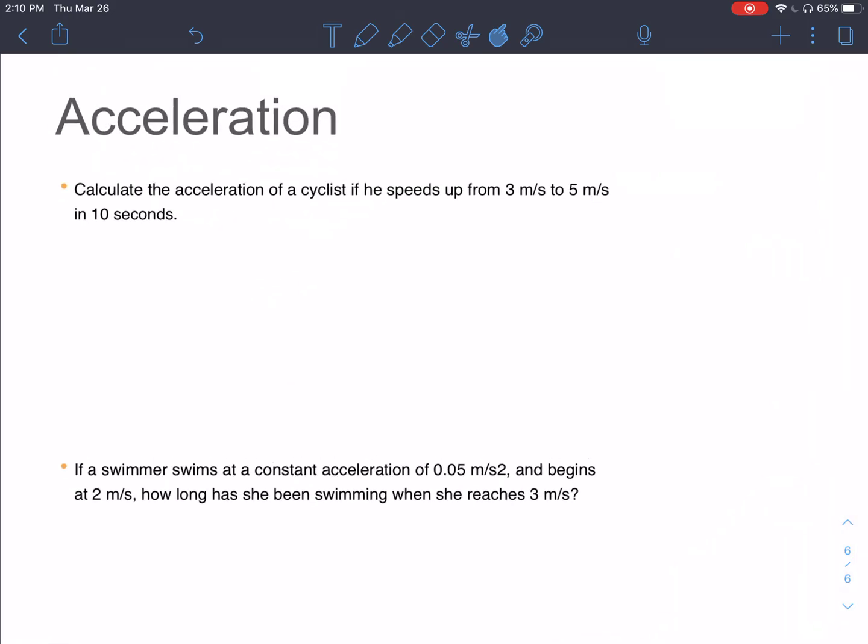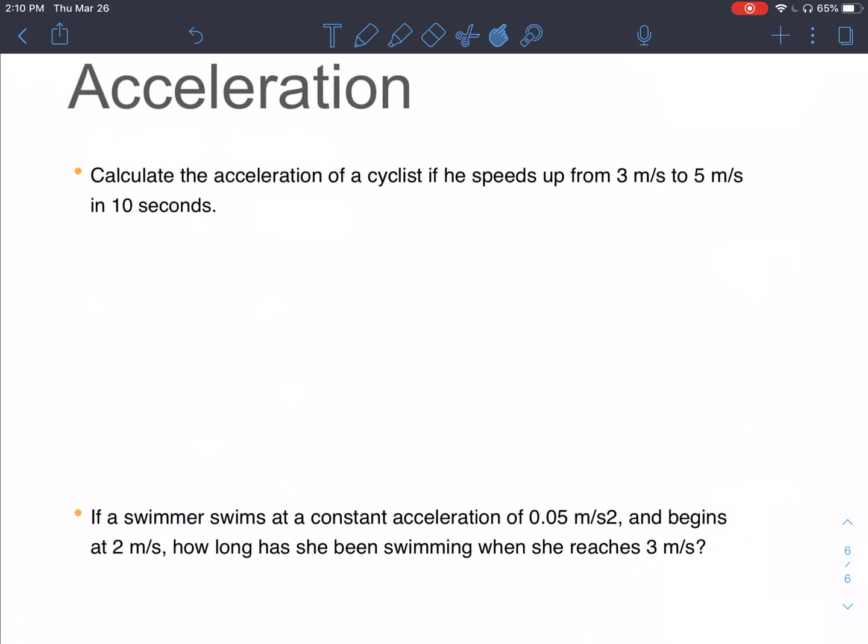All right, and we are going to end it off with 2 practice problems, and then you guys will have some practice of your own. All right, calculate the acceleration of a cyclist if he speeds up from 3 meters per second to 5 meters per second in 10 seconds. So he starts at 3 meters per second, that is the initial velocity, and he ends at 5 meters per second, that is the final. Here is how long it took him to do so.